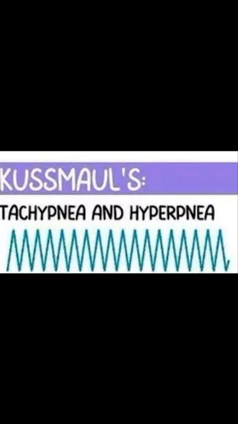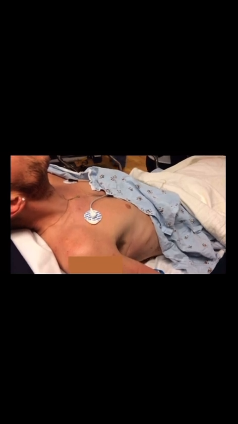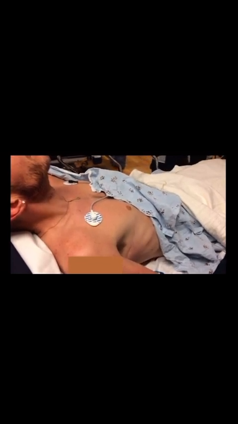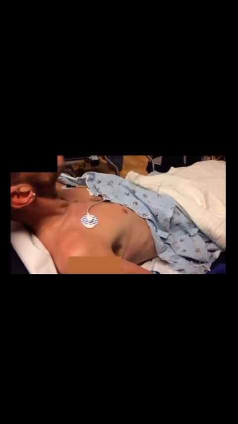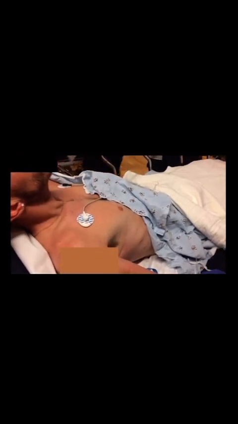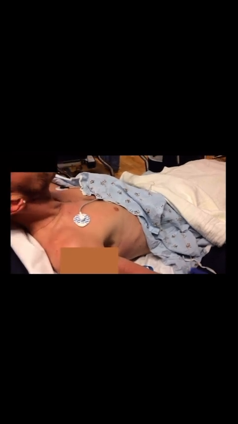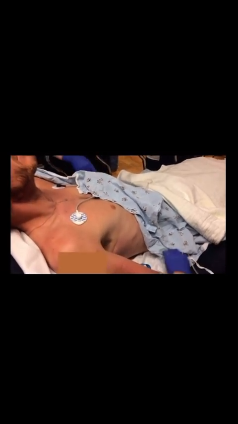Kussmaul's breathing. This is an abnormal breathing pattern characterized by rapid, deep breathing at a consistent pace. It's a form of hyperventilation. It's usually a sign of metabolic acidosis, when there's too much acid in your bloodstream, related to DKA.